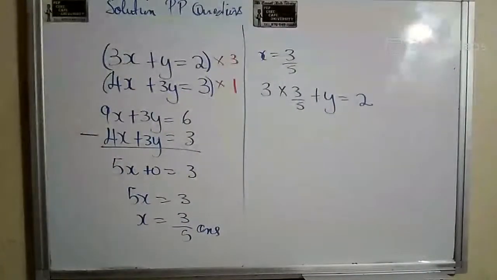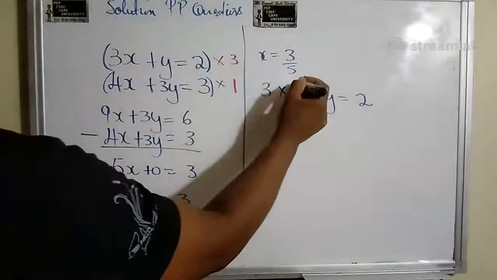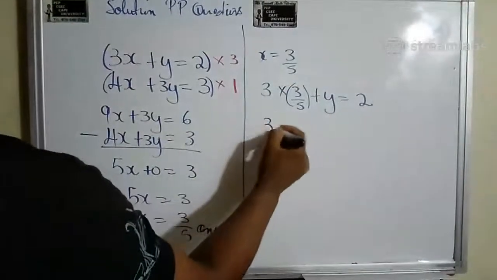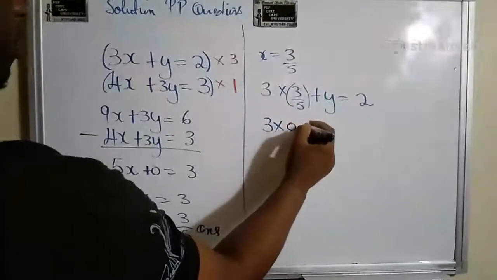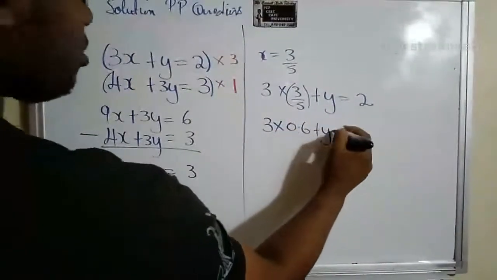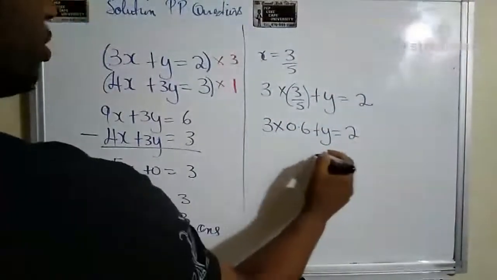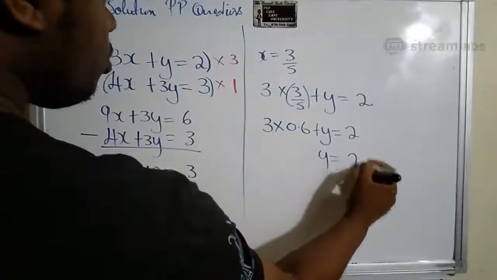If you want, you can convert this to a decimal. I know a lot of people don't like working with fractions. So 3/5 is the same thing as 0.6, plus y is equal to 2. So y is equal to 2.